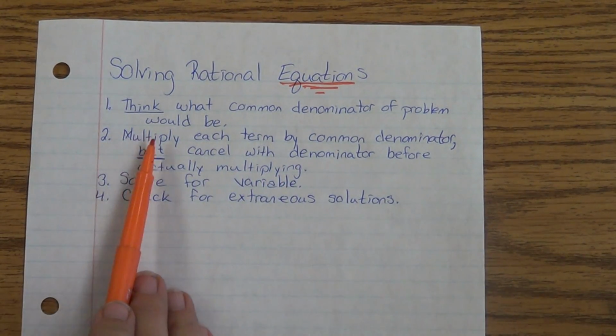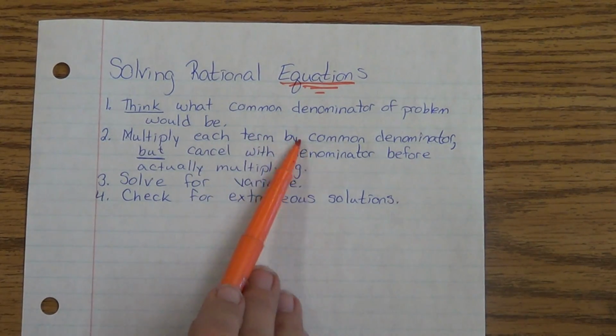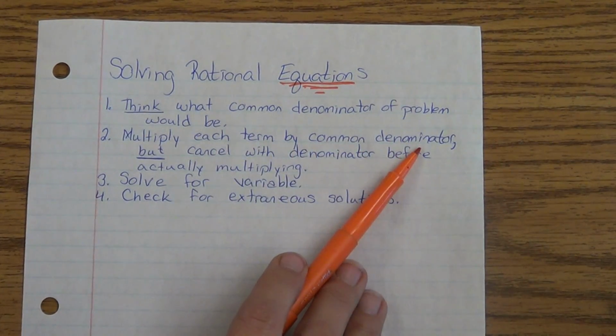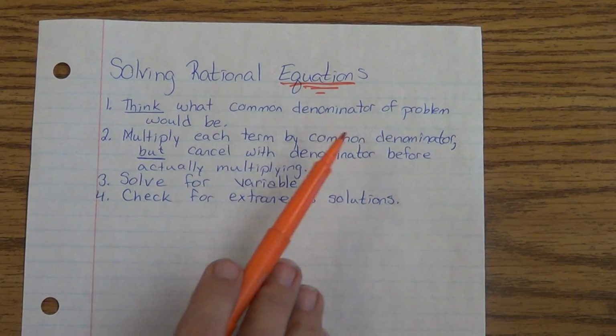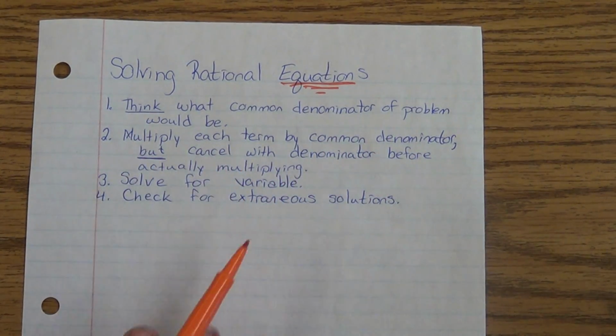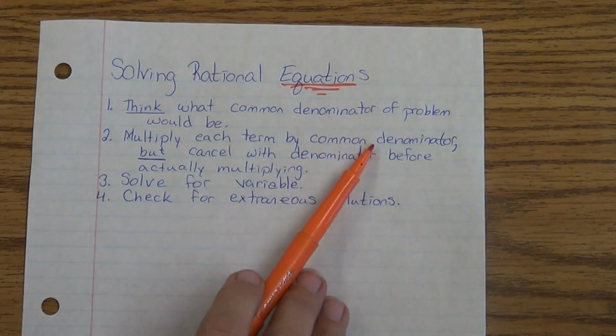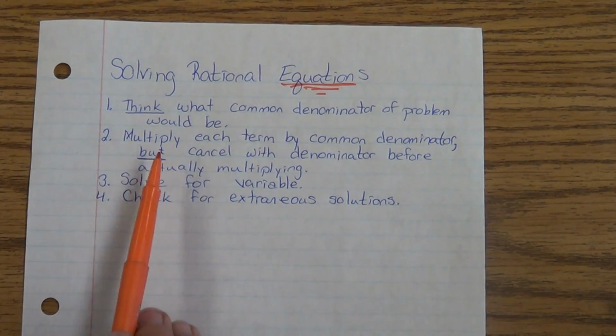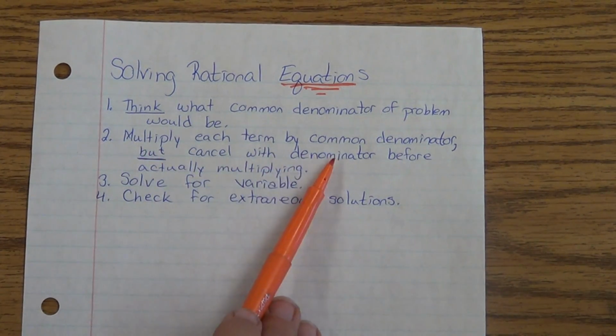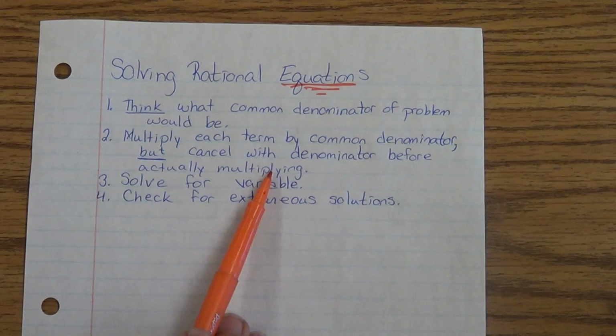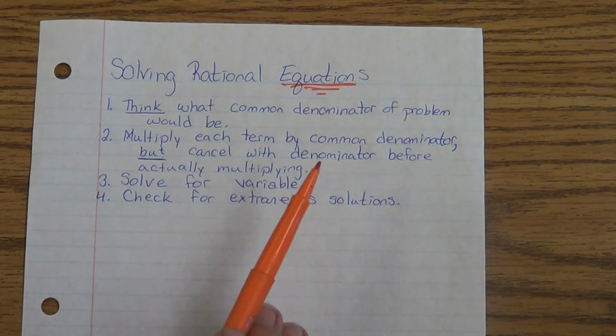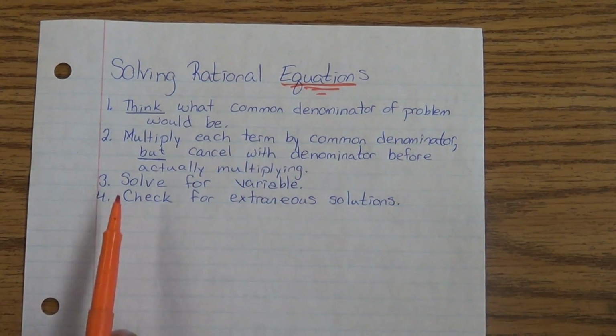Then step number 2, you're going to multiply each term by the whole common denominator. So you're not making common denominators, you're multiplying the whole problem by the common denominator. But you're not actually going to multiply. You're going to cancel with the denominator before you actually multiply. Okay, and I'll show you when we get to the example.